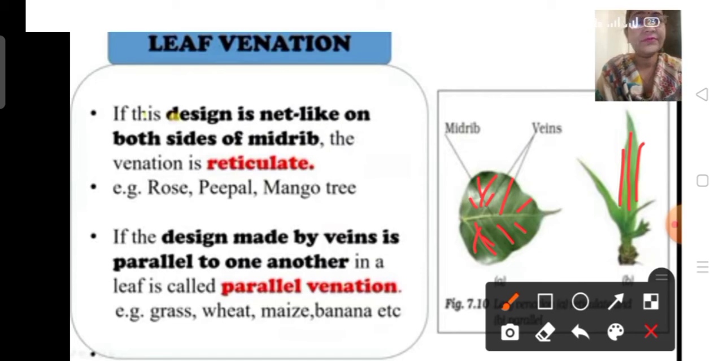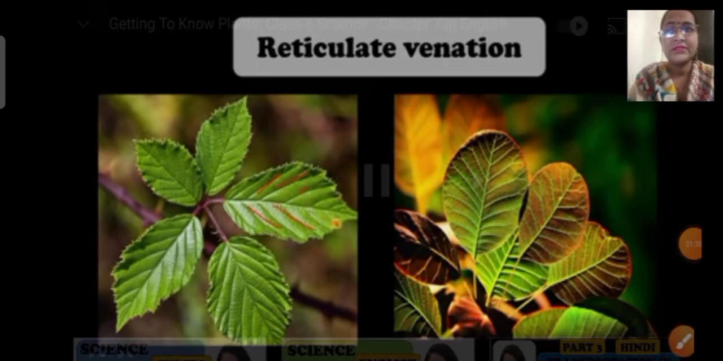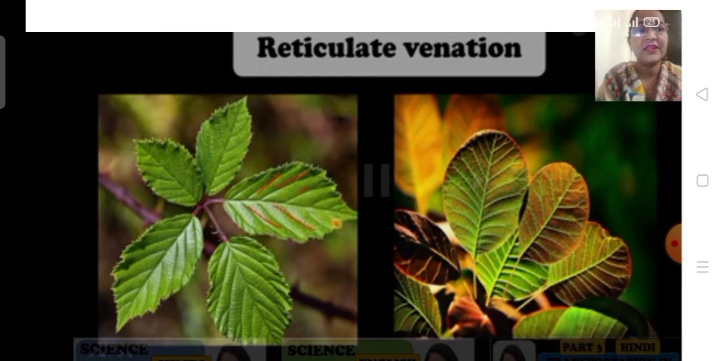So here children, this is reticulate venation, with a net design present on both sides of the midrib. Here children, this is the midrib, and this is the midrib, and this is the midrib, and on both sides we can see the net-like pattern.